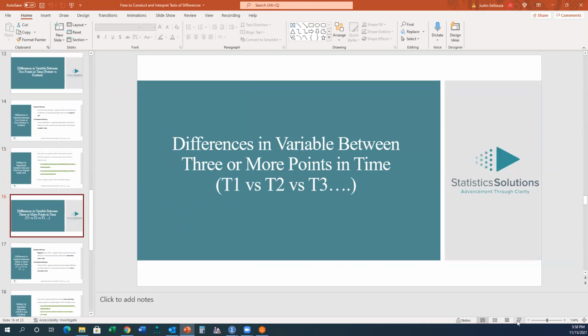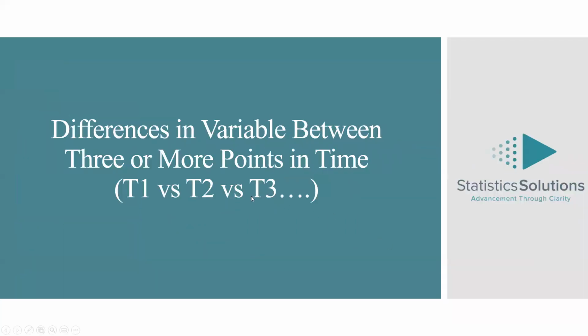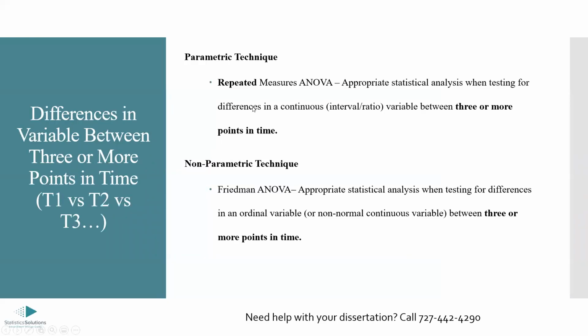And then we take that idea of differences over time, but instead of just pre-test, post-test, we can introduce a third time point, third or more. This is when you can do a repeated measures ANOVA, which is used when you're testing for differences in 3 or more points in time. It's very much like the spreadsheet that we have: a pre-test, post-test, and a 6-month follow-up. And then the Friedman ANOVA would be your non-parametric alternative.